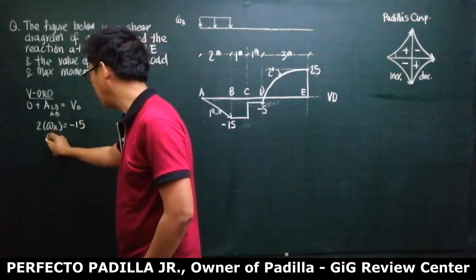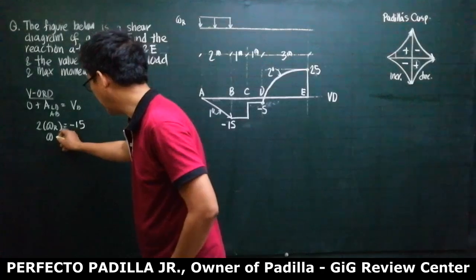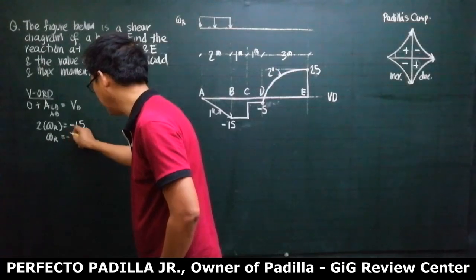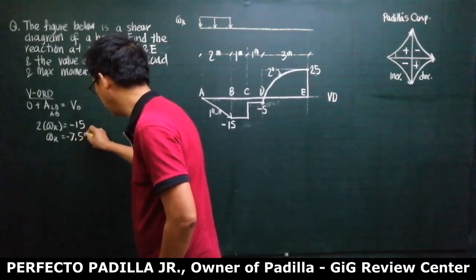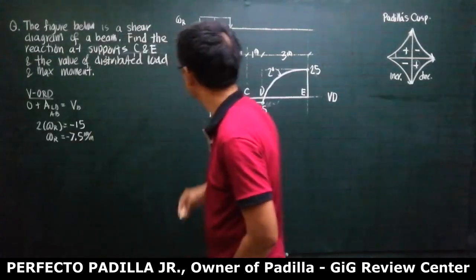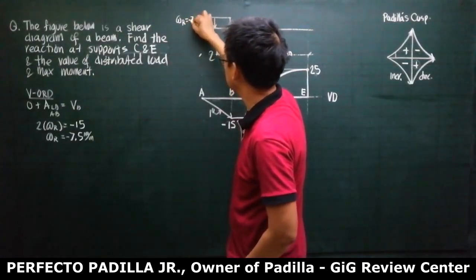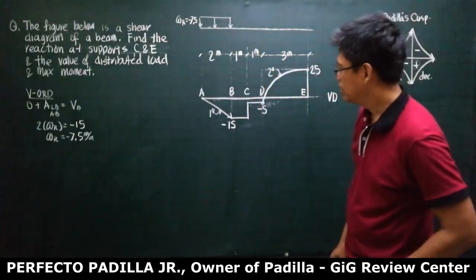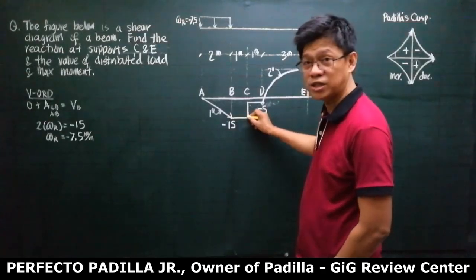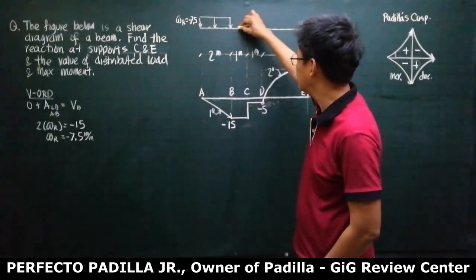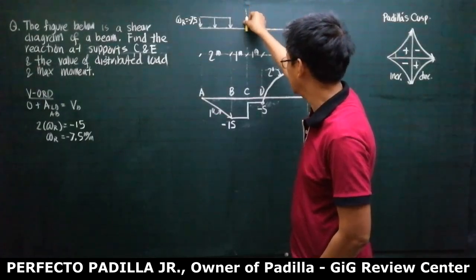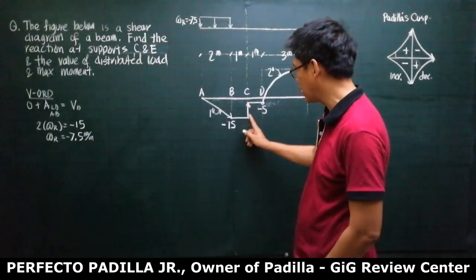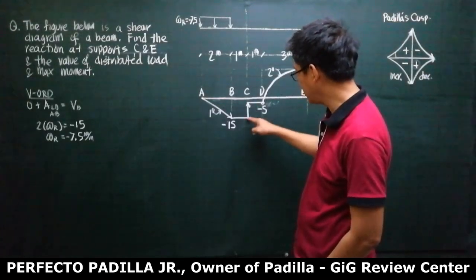So 2 by WR is equal to the shear at B, minus 15. So therefore here, our WR is equal to minus 15 over 2, minus 7.5 kilonewtons per meter. So this is minus 7.5 kilonewtons per meter. Okay? Now, from here to here, there is no change in shear. So from here to here, there is no change in load. But here, take note, there is an upward force or upward line, which is 15 minus 5.